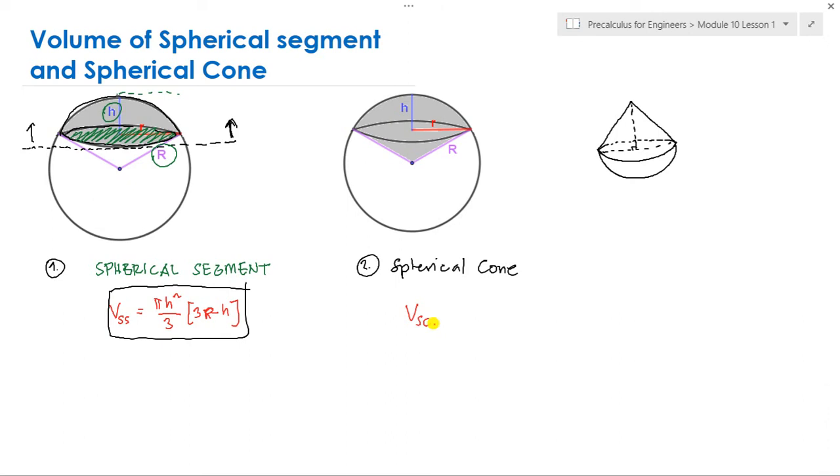That is just equal to 1/3 the area of the base. Okay? So this time, since it is a spherical cone, the area is already the area of this zone. The base area of the spherical cone is already a sphere. So, what is the area of this portion of the sphere?